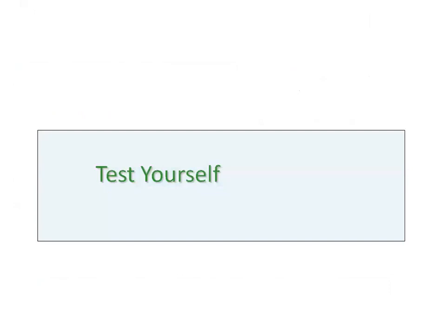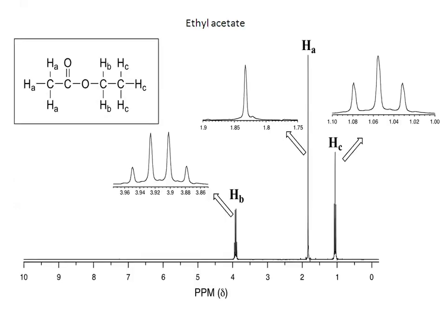You can test yourself by solving a few spectra. This is a spectrum of ethyl acetate. Now you have to draw the structure on your own and try to predict the NMR spectrum for the compound. So first answer how many different sets of chemically equivalent and non-equivalent protons are there. So here we can see that 3 chemically non-equivalent protons are there. So these HC are equivalent to each other, but this is not equivalent to HA and HB. So we get 3 signals, HA, HB and HC.